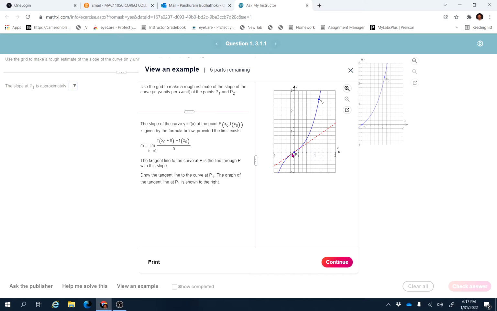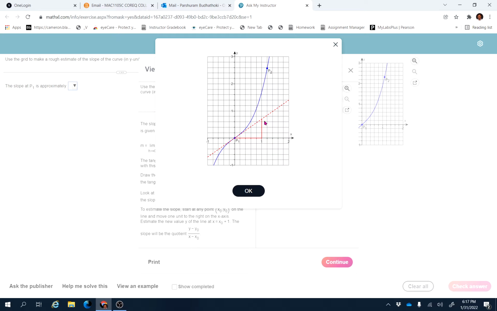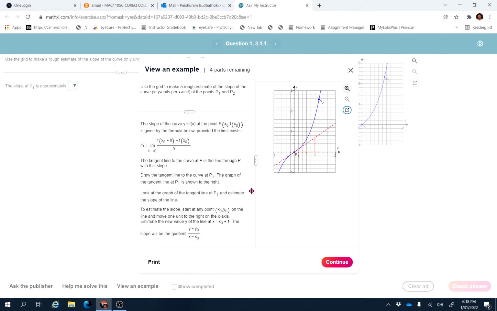So this is the tangent line at P1, and now you just have to pick 2 points. Any 2 points would be fine. Okay, so in this case we are picking these 2 points. Look at here, the point at this one, which is less than 1, and another point is 0, 0. So by using this formula, which is the difference between the y coordinates of those 2 points and the difference between the x coordinates, it gives you the slope.